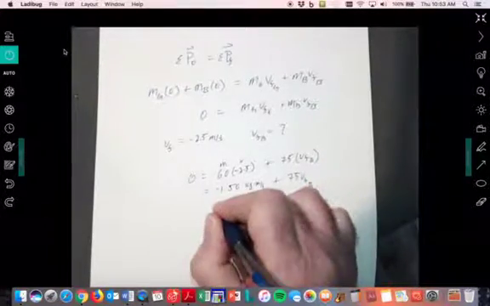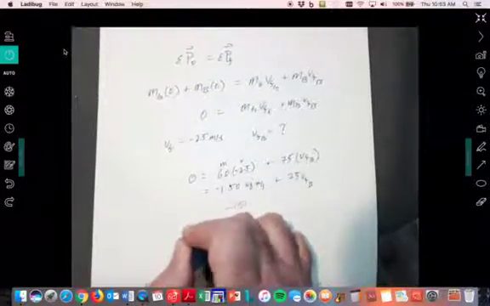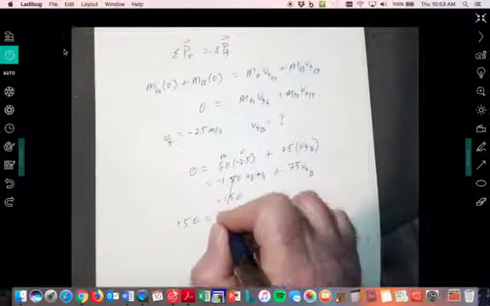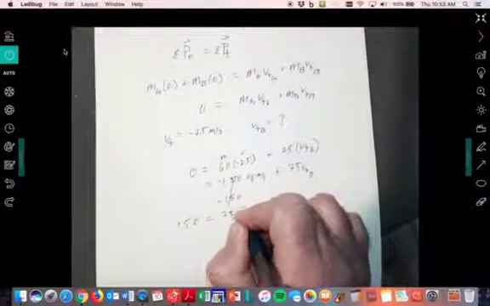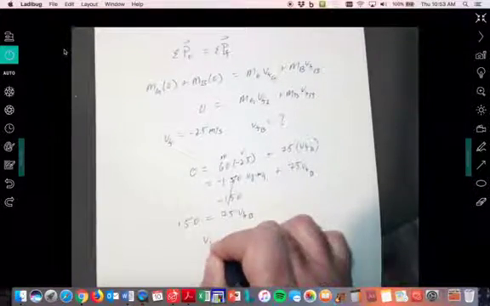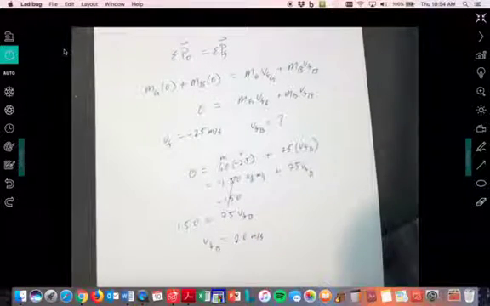Add negative 150 to both sides. So that goes away. Bye, Felicia. And this is equal to 75 times VFB. So the final velocity of the boy is equal to 2.0 meters per second in the other direction. Pretty cool. All right.